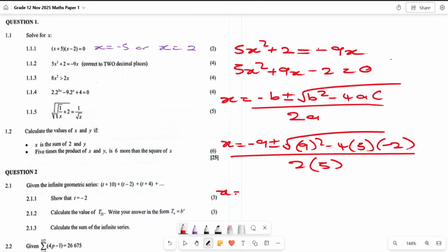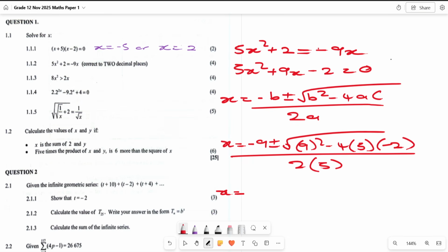Now, x is going to be equal to, real quickly, you can just put the whole thing in your calculator and get the 2 different answers. Minus 9 plus the square root of 9 squared minus 4, 5, close that, times minus 2, close that, all over 2 times 5, which you can just say 10.